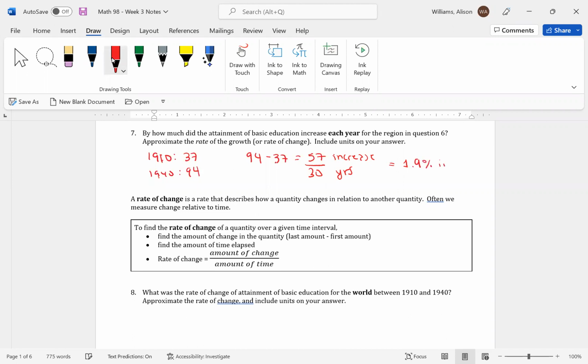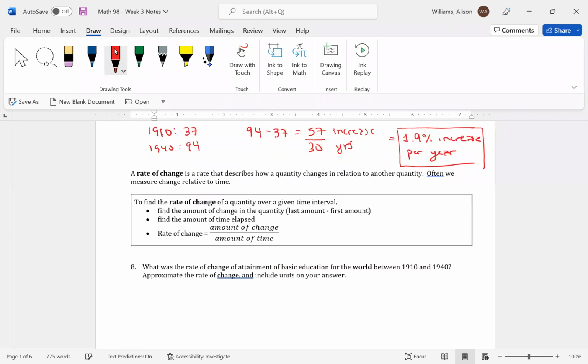percent increase per year. And they define right below us what rate of change is. You take the amount of change over the amount of time. So the amount of change is exactly what we just did here. We took the last amount minus the first amount. That's what I just did right here. And then I took that number and divided by the amount of time that has passed. All right. So that's how we, in general, find rate of change, which is one of the concepts we're going to focus on in this section. And there's my answer here.